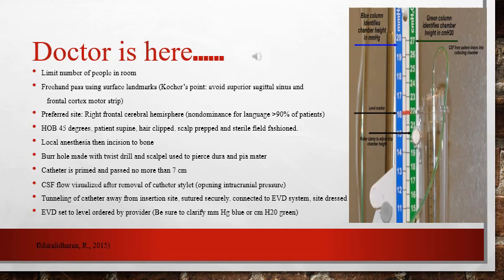Okay, so your doctor is now here. What are you going to do? You've got everything set up and ready to go. You want to limit the number of people that are in the room, and that's number one. Make sure you got your sign up on the door. Your head of the bed's going to be up 45 degrees.